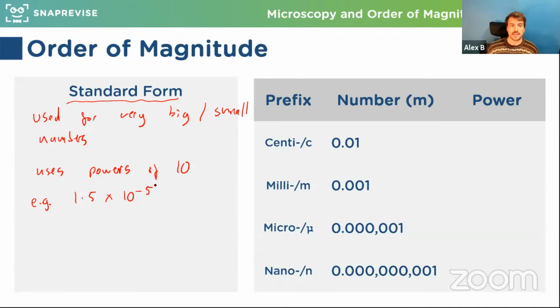What is that? So that's in standard form. What is that number in normal form as an actual number? What would that look like? And how do you work it out?